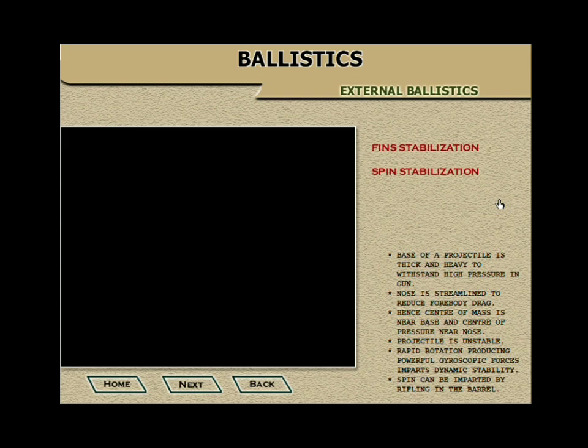Spin stabilization. To withstand high pressure in the gun, the base of the projectile must be very strong and therefore thick and heavy. It is also necessary to have a streamlined nose for the projectile to reduce forebody drag. The combination of the two gives the modern projectile its center of mass near the base and its center of pressure near the nose. This results in an unstable projectile.